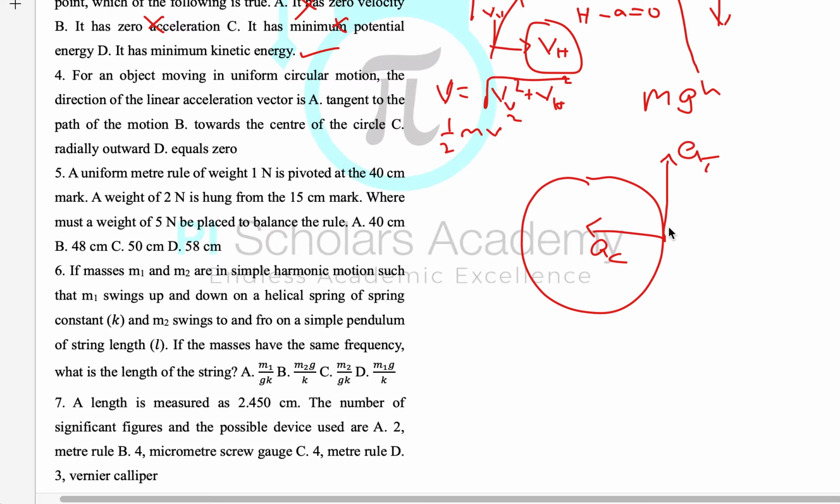But there's one more that I need to take into consideration here, which is the angular acceleration. And when do we have angular acceleration? If this body is moving such that it is increasing its angular speed over time, then you have angular acceleration.